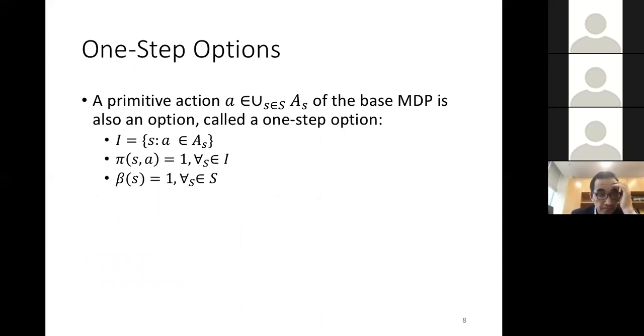Now we can connect standard reinforcement learning with the options. The actions in traditional reinforcement learning can be considered a special case of options, where each action corresponds to an option which always lasts exactly one step. It means each state is an initiation state of an option, and each option terminates at every step.